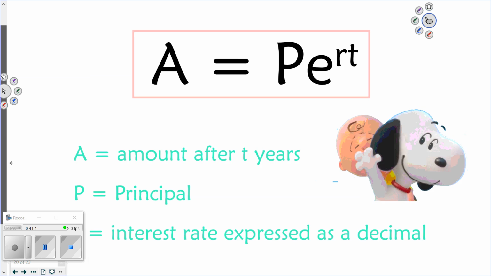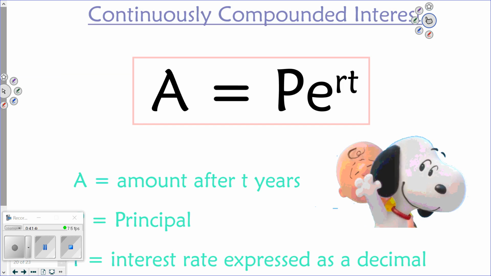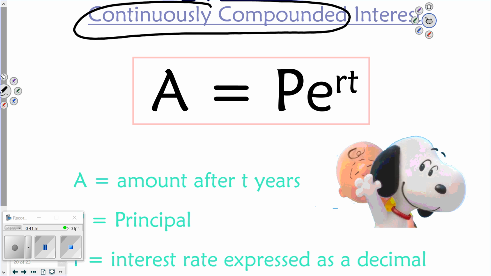But this formula is used when it is continuously compounded. It's always taking it constantly and rolling that money over. So that is one of the reasons the letter E is actually used. So how will you know to use this formula? It will say continuously compounded. Okay?